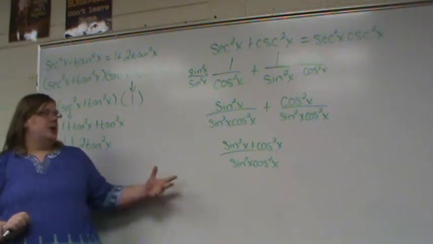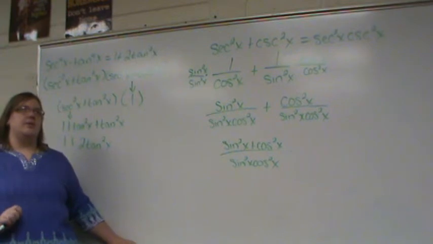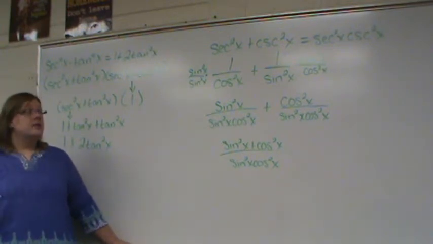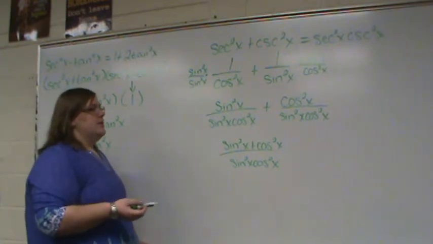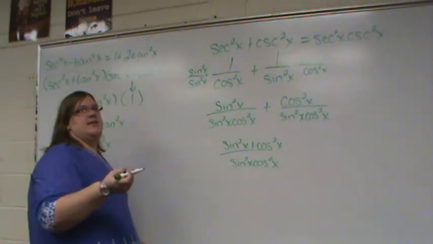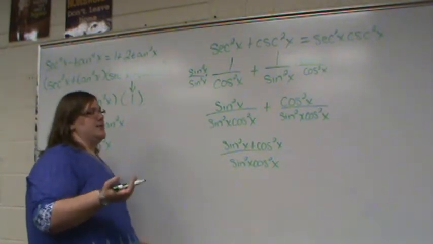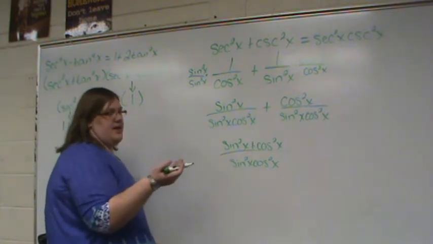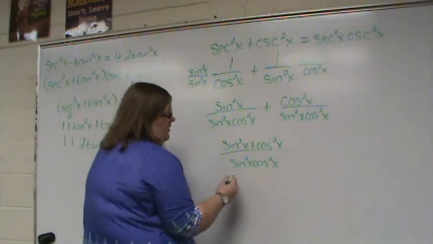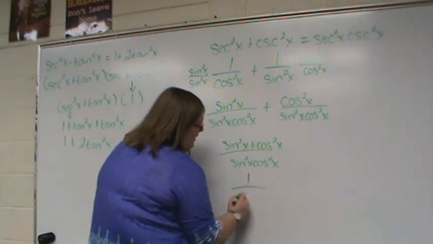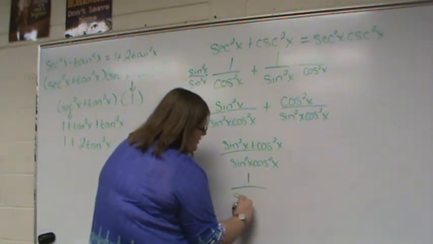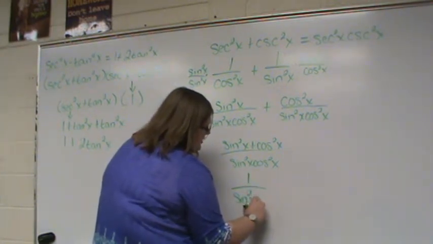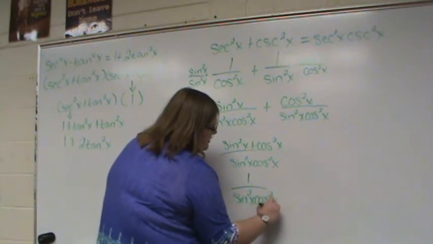look at each term. Do I know anything about those terms? The top equals 1. That was our very first Pythagorean identity. Cosine squared x plus sine squared x equals 1. Just because it's reversed here, they're still the same thing. So we have 1 over sine squared x cosine squared x.